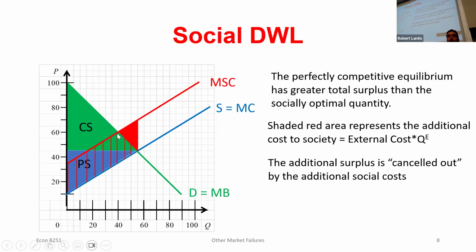So this represents surplus that is negative. Why is it negative? Because the costs to society are greater than the benefits to society for these units. So anytime you have the overproduction of a good, you're essentially decreasing total surplus, because with every additional unit you're just incurring more and more negative surplus there.